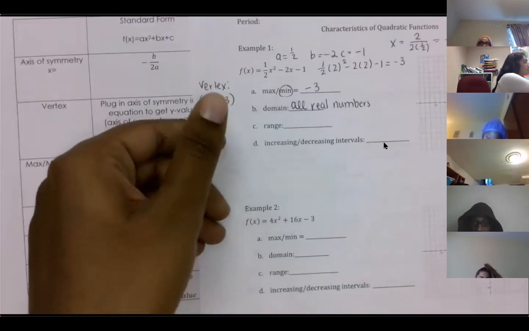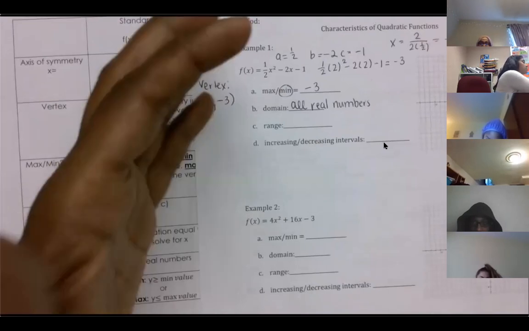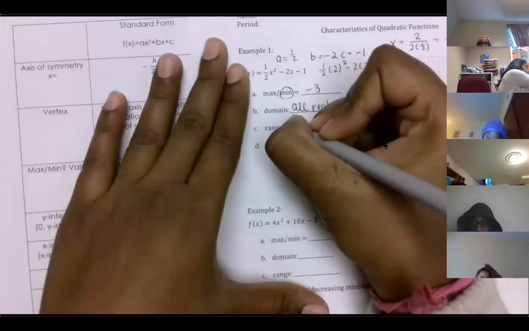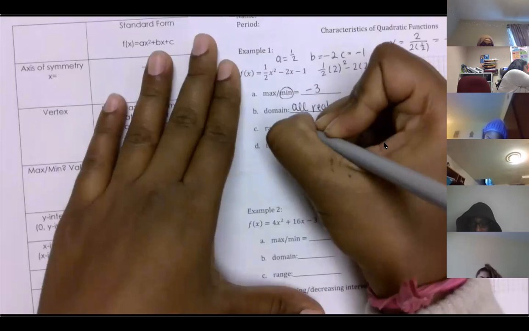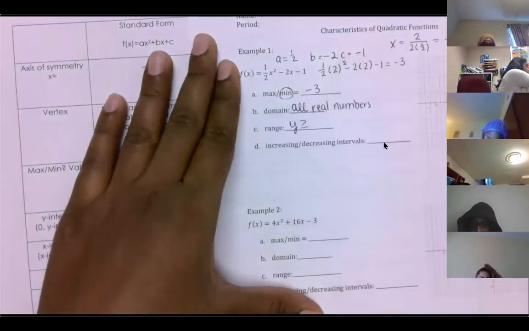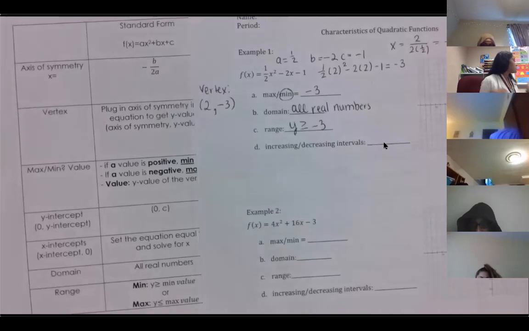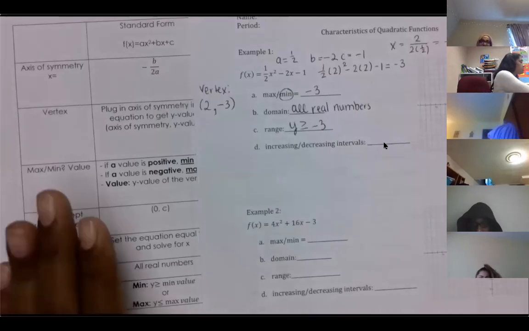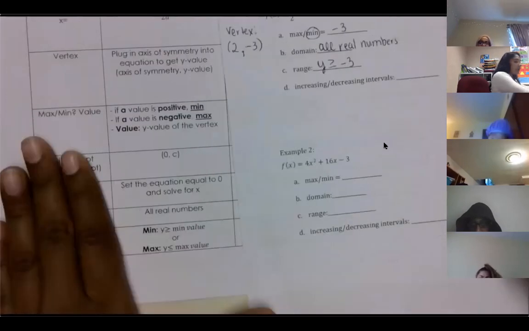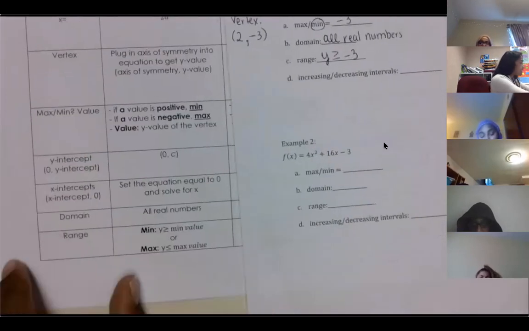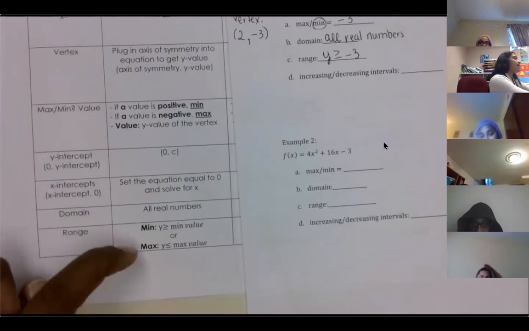There's nothing else below that. So the range in this case, the way we say it is y is greater than or equal to -3. So it's all the y values that are greater than or bigger than -3. And if you look at your cheat sheet, you'll notice that the way that you say the range is dependent on whether you have a minimum or a maximum.